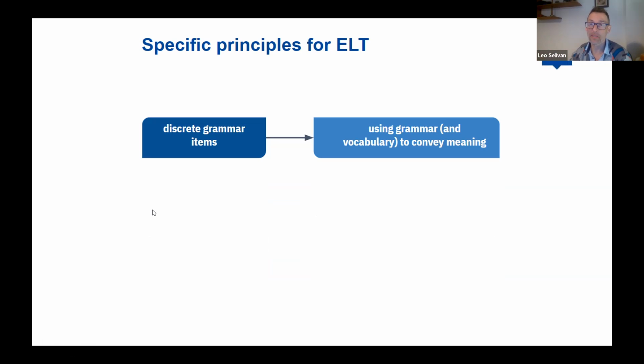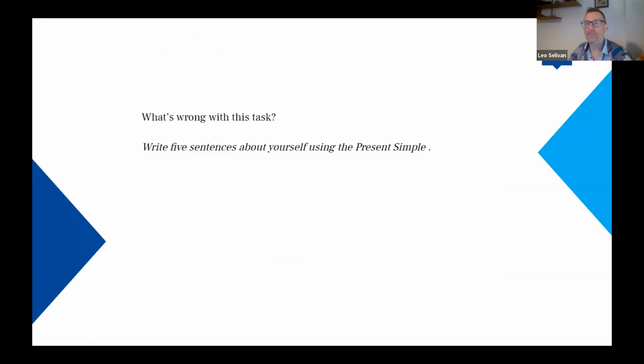So let's take the first one, moving away from focusing on discrete grammar items. I'm still surprised that in 2022, I still see many teachers give students tasks like this: write 5 sentences about yourself using the present simple, for example. So what is wrong with this task? Can you please type in the chat box? Do you see anything wrong with this task? And if so, what is wrong with it?